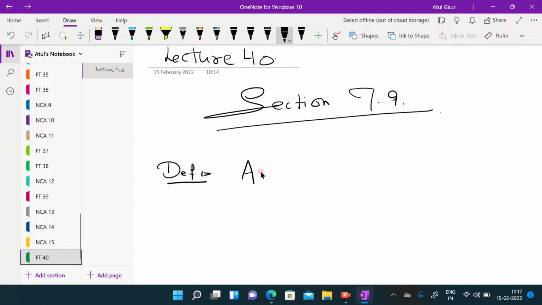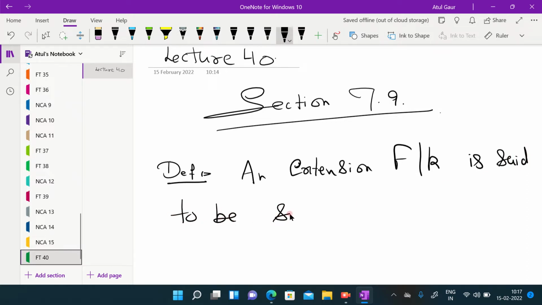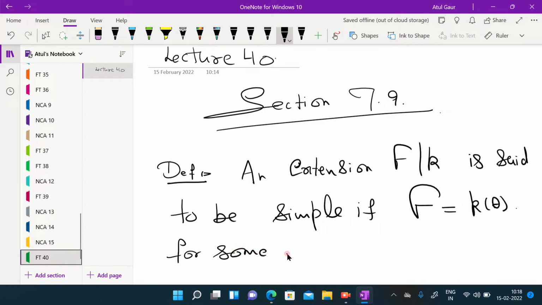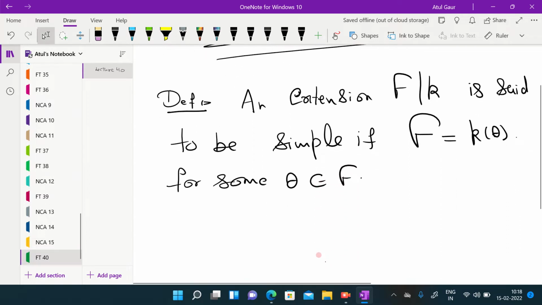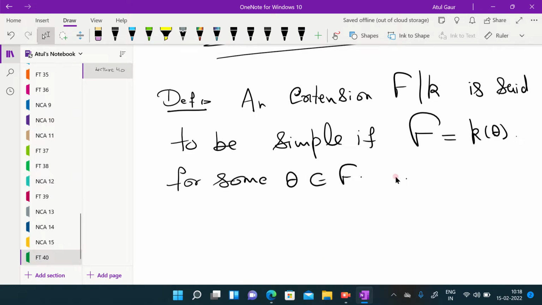So an extension F over K is said to be a simple extension if F can be obtained by adjoining an element to K. So F is K(theta) for some theta in F. In this case, when F equals K(theta), theta is said to be a primitive element of F.